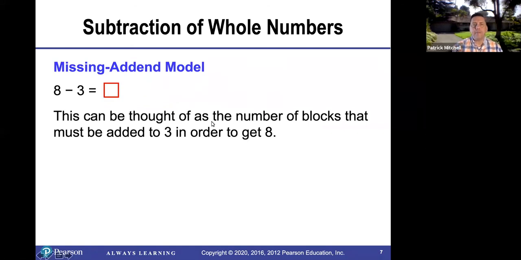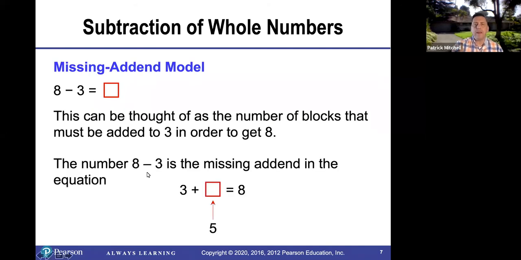In the missing addend model, 8 minus 3 equals what? This can be thought of as the number of blocks that must be added to 3 in order to get 8. The number 8 minus 3 is the missing addend in this equation. 3 plus what equals 8? The answer is 5. So you've all taken algebra, so in your algebra class, this probably would have been written as 3 plus x equals 8. Of course, when you're dealing with elementary school students, you wouldn't necessarily write it like that.